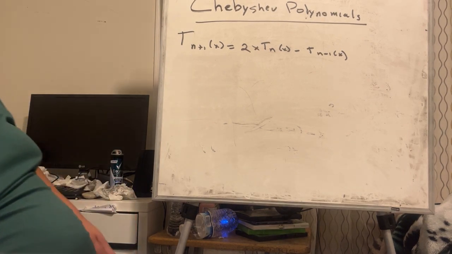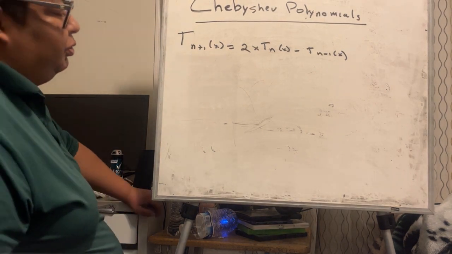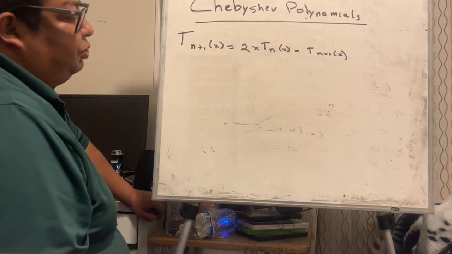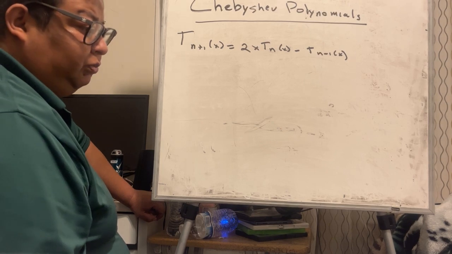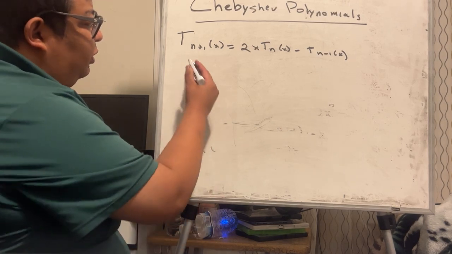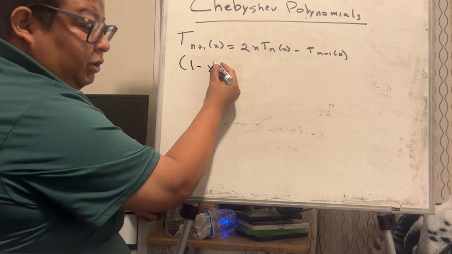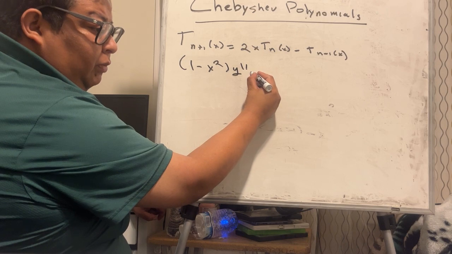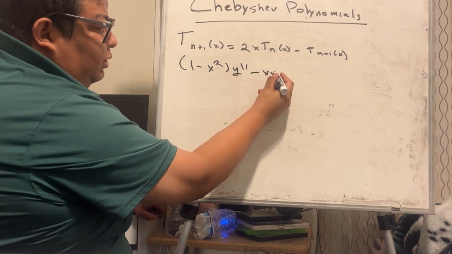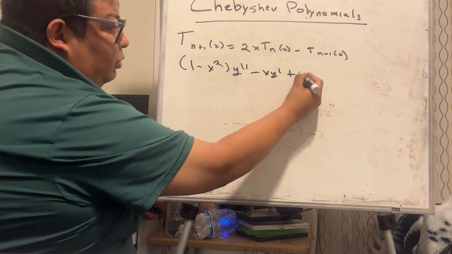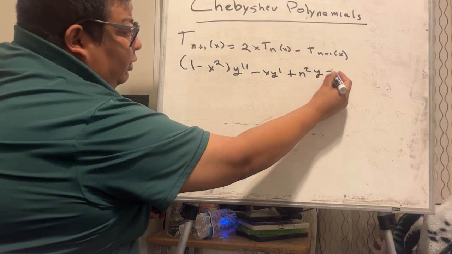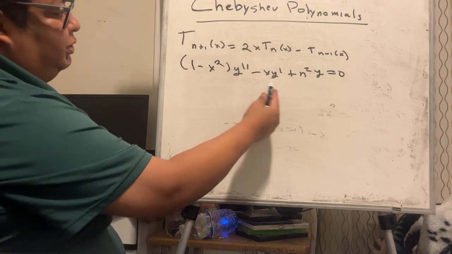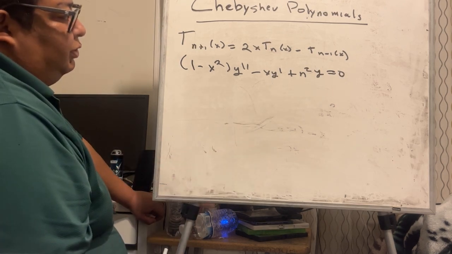Welcome. In this video, I'm going to show you that the Chebyshev polynomial is a solution to a differential equation. And that differential equation looks as follows: (1 minus x squared) y double prime minus x times y prime plus n squared y equals 0. So the Chebyshev polynomial is a solution to this differential equation.